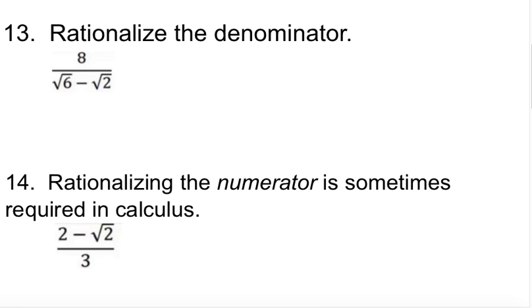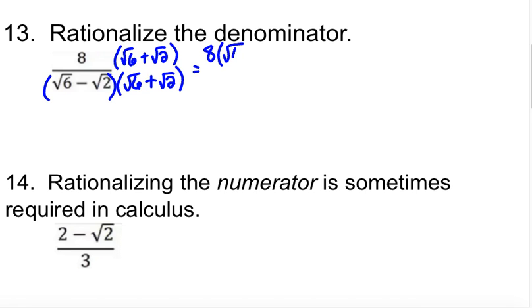So if, for example, you have root 6 minus root 2, in this case, the conjugate is the same numbers, opposite sign. So we're going to multiply by root 6 plus root 2, top and bottom. Okay, the top, I'm just going to leave that alone just for a minute. You could distribute the 8, but I'm not going to. I'm just going to leave it be. On the bottom, we're going to FOIL this. Okay, here, here, here, and here.